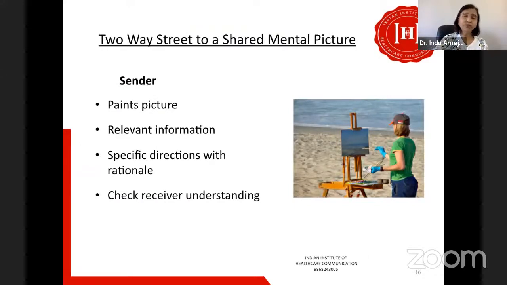So handoff is more like a two-way street where the sender is supposed to be telling about what exactly happened in that person's presence, because a person has attended the patient for 8 hours. For example, if I'm talking about the nurse's handover, you have attended the patient for 8 hours, so you know what exactly happened with this patient in your period. There, you are literally like painting a picture that the other person has not seen. So you are supposed to give all relevant information, need to give specific directions and rationales what needs to be done in the next 8 hours or maybe 12 hours or 24 hours. And then also confirm whether the person has really understood.